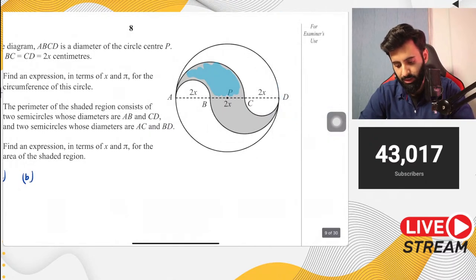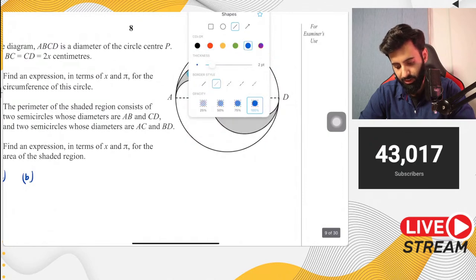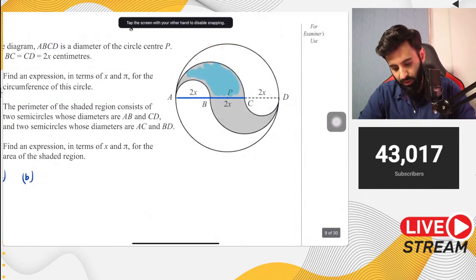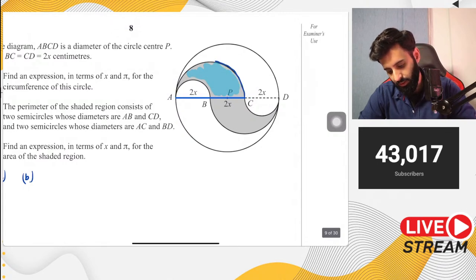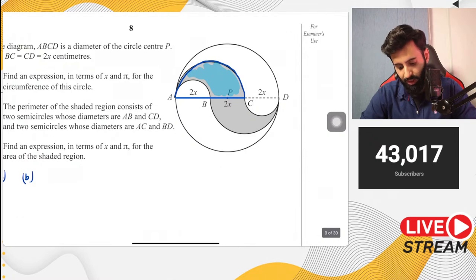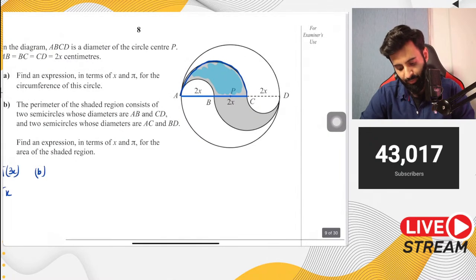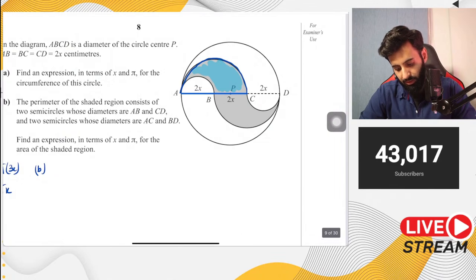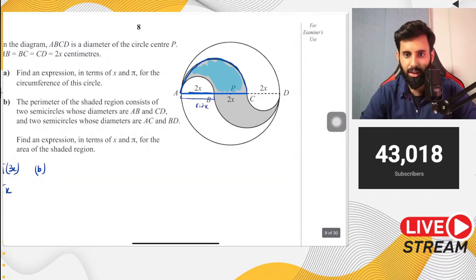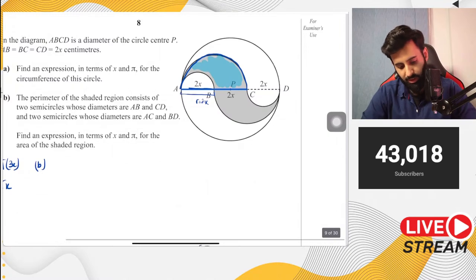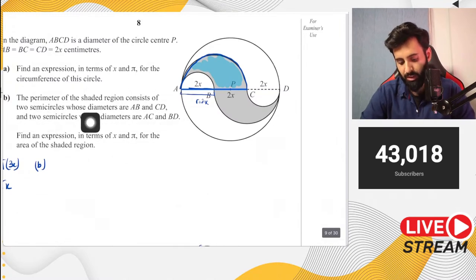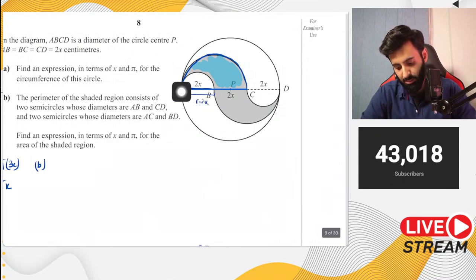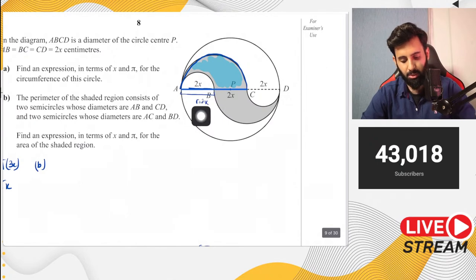I'm going to find out the area of one shaded region. Kaise? Aise. So here we have a semicircle, right? Now, this semicircle has radius equal to 2x centimeter. Okay, the radius of this semicircle is equal to 2x. Okay, how do I know that? The question says so. The question says the perimeter of the shaded region consists of two semicircles whose diameters are AB and CD. Okay, and two semicircles whose diameters are AC and BD. So that means this is a semicircle, jiska diameter AC hai, which means the radius is going to be 2x, half of 4x.